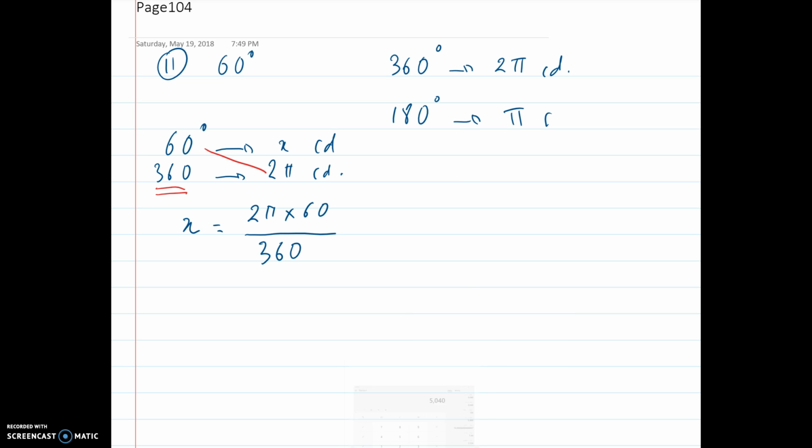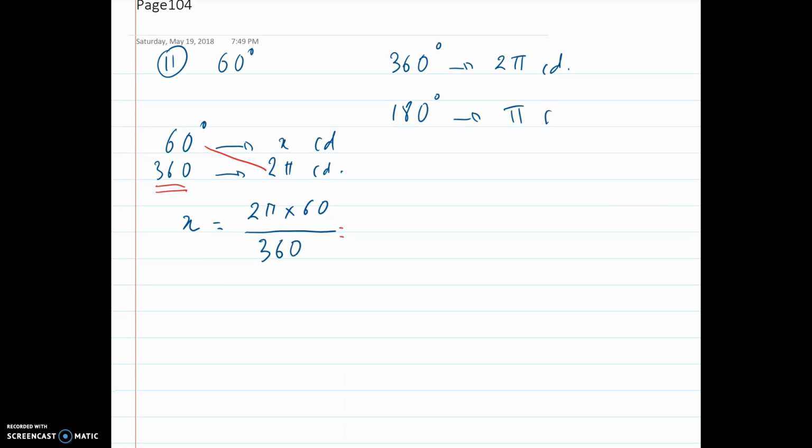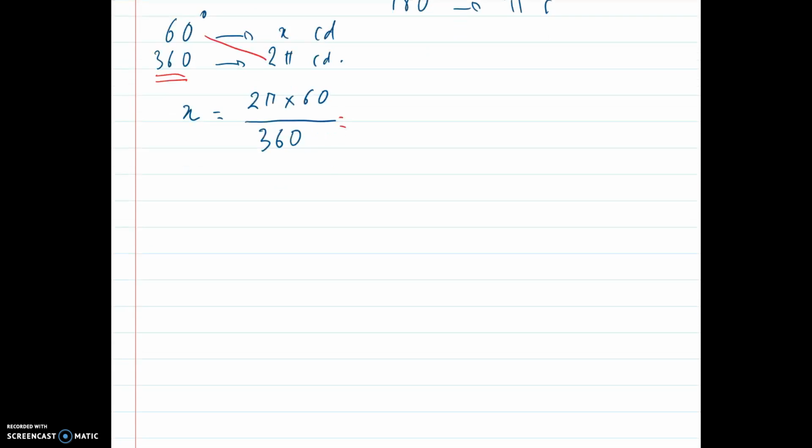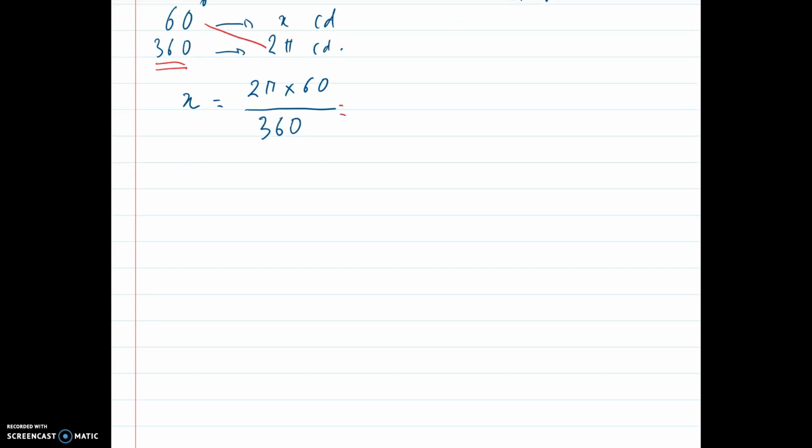Alright, so I will let you do the calculation. You're using a calculator and you will find for number 11 pi over 3, right? Because basically what we have is pi multiplied by 120 divided by 360, which is equal to pi over 3 radian. 2 times 60 equals 120.